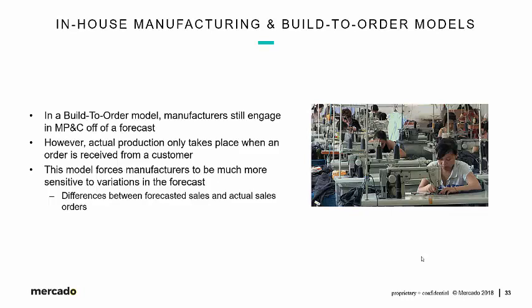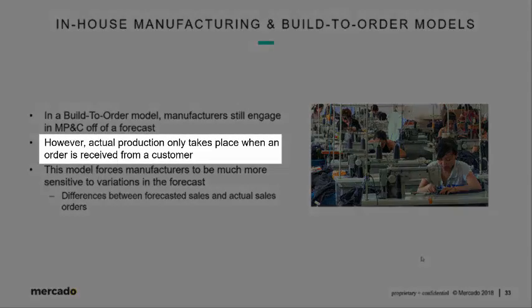Okay, we're back for section 5, where we're going to discuss in-house manufacturing, but now in a build-to-order model, significantly different than build-to-stock. Let's see why. In a build-to-order model, manufacturers still have to engage in manufacturing planning and control off of a forecast. The reason why being is that we have to have a baseline from which to work. However, and this is the big distinction, actual production only takes place when an order is received from a customer.